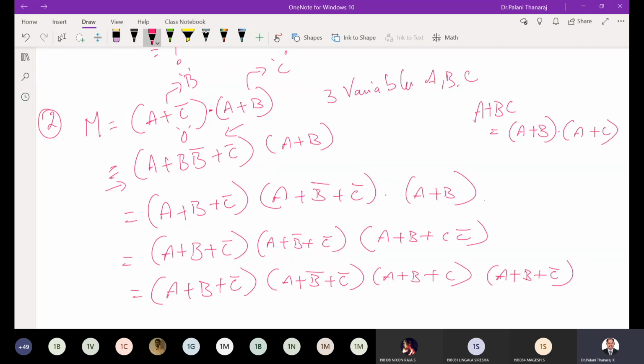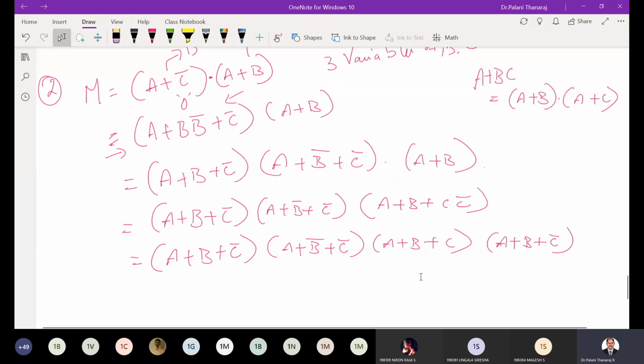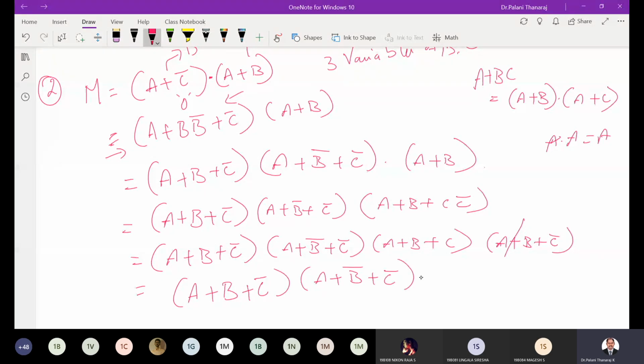Do you agree? So this is the standard POS form. Just check whether you have any similar terms. Is any similar term present? Because A dot A, I can very well write as A. Are there any similar sum terms? What about the first and the last one? Yes, they are similar, so I can just keep one. The final expression is A plus B plus C bar, A plus B bar plus C bar, then A plus B plus C. So this is our expression.